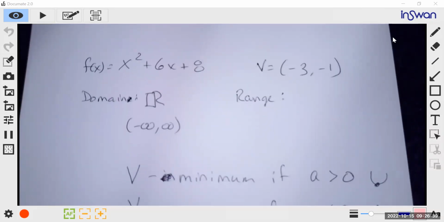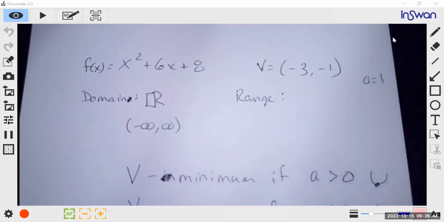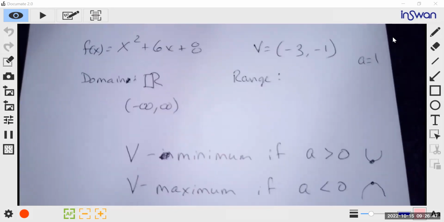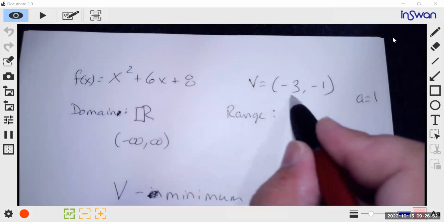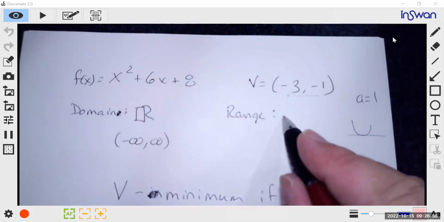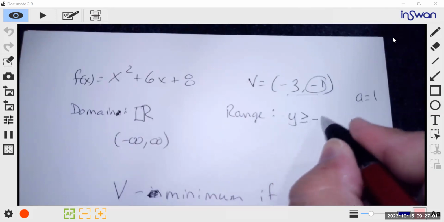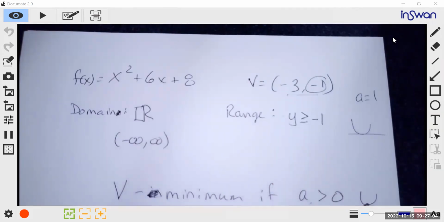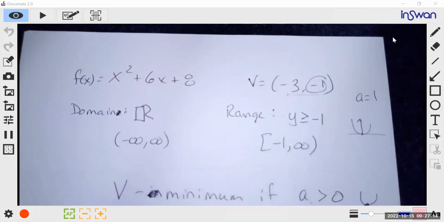So what's our A value? What's A? Is it positive or negative? So A is positive, therefore we have a minimum. So in other words, this vertex is the lowest point of our graph. So the range is all the y values equal to or bigger than -1, since it opens up. Or we could say -1 to infinity.